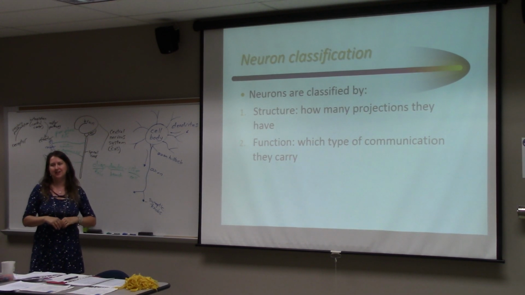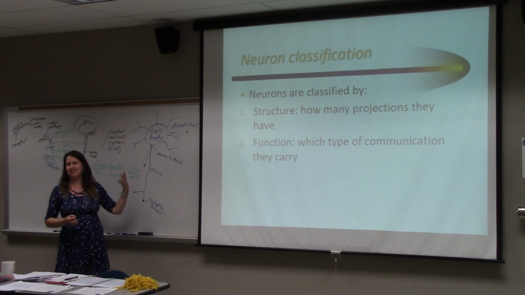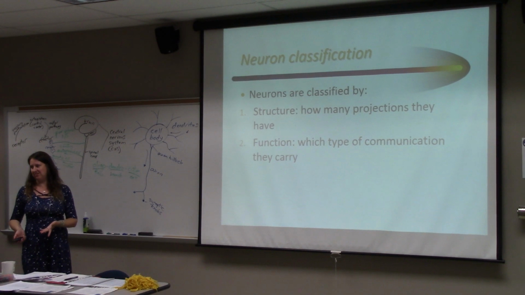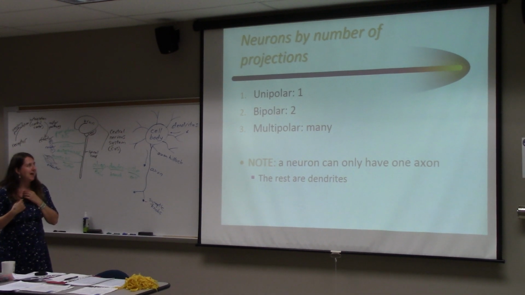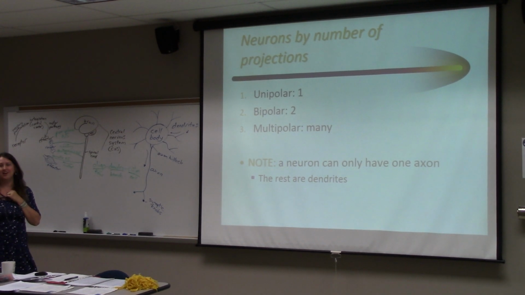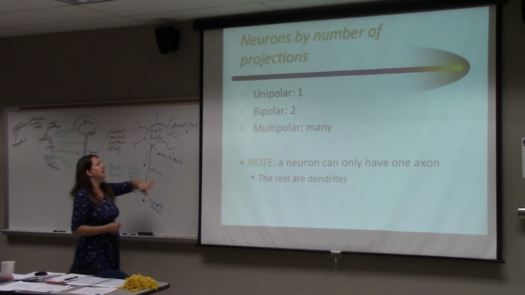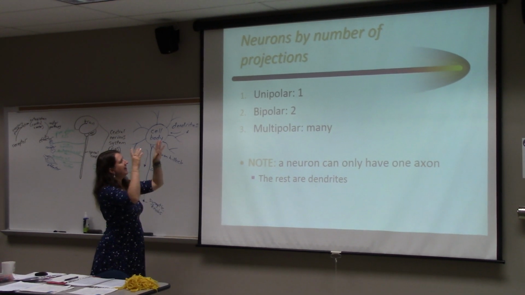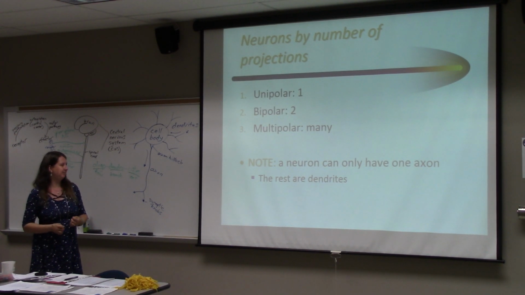Neurons can be classified by their structure, which is how many projections or axons and dendrites they have, and by function, which type of communication they carry: sensory, integrative, or motor. Our categories for number of projections are 1, 2, and a lot. They're called unipolar, bipolar, and multipolar. Out of these, only one can ever be an axon. So anything it has past that is going to be dendrites.